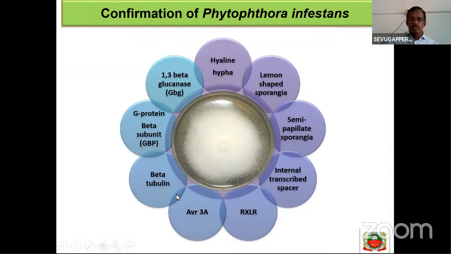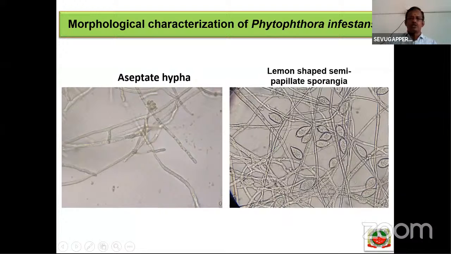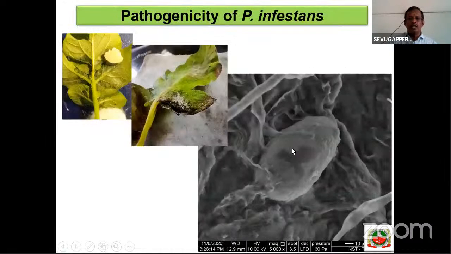hyphae, the lemon-shaped sporangia, the semi-papillate sporangia, internal transcribed spacers, RXLR, AVR3A, beta-tubulin, G protein beta subunit, and 1,3-beta-glucanase. So both phenotypic and molecular identification was carried out. This is the phenotypic character: aseptate mycelium of Phytophthora with the papilla and all those things. And this is the electron microscopic observation of the pathogen, which was isolated and re-inoculated for confirming pathogenicity.